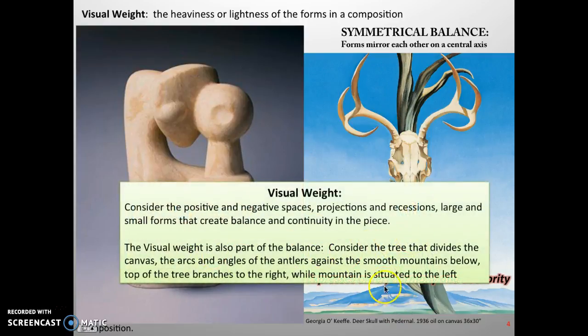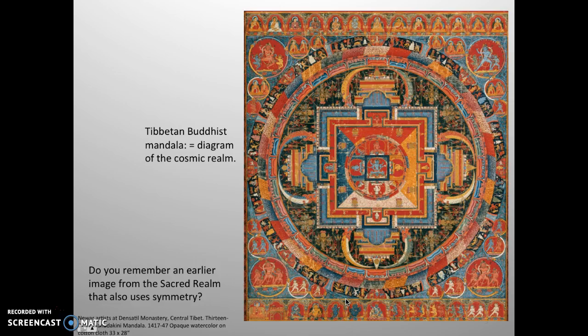The tree dividing the canvas, the arcs and angles of the antlers, but there's a different weight between the curve of the branch at the top to the right and the weight of the mountain at the bottom of the piece to the left.